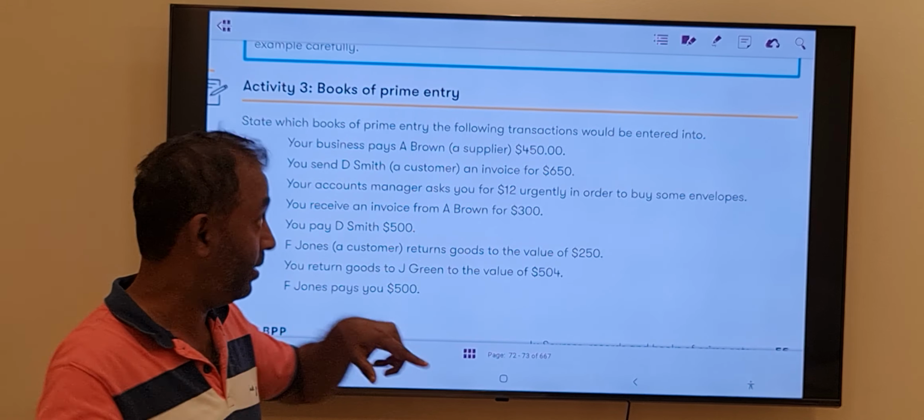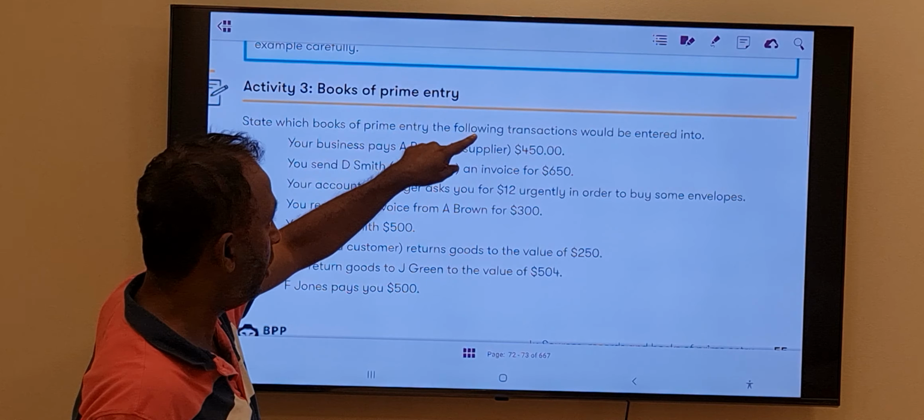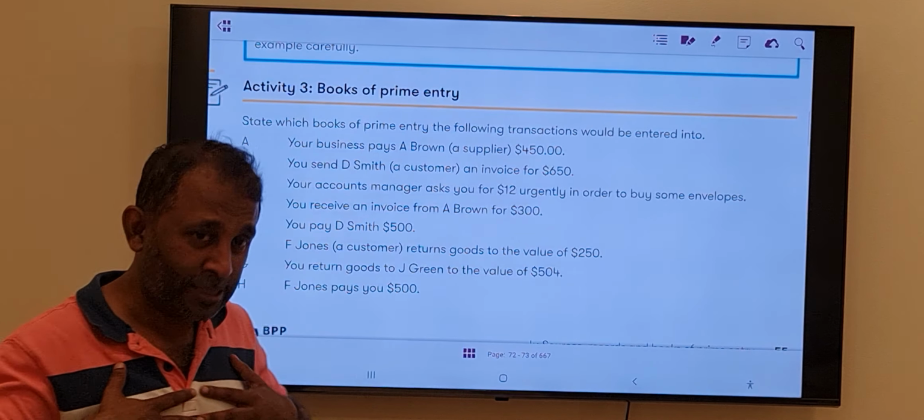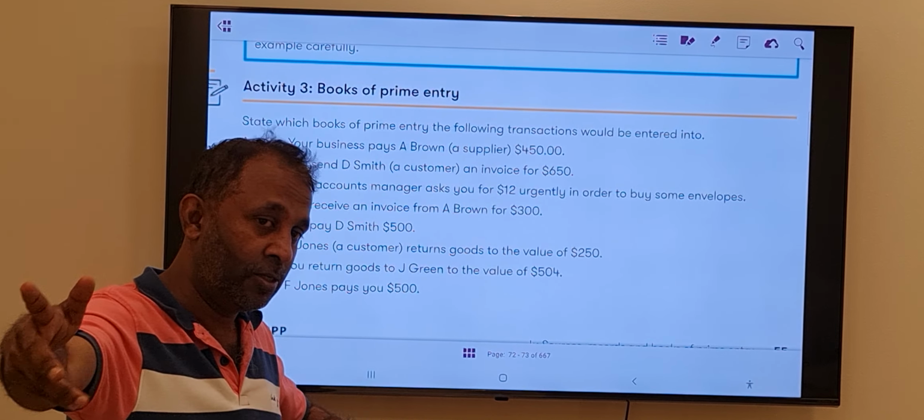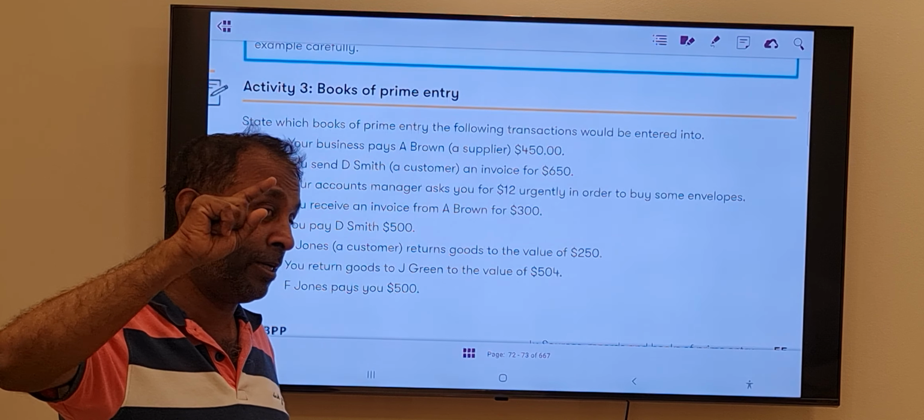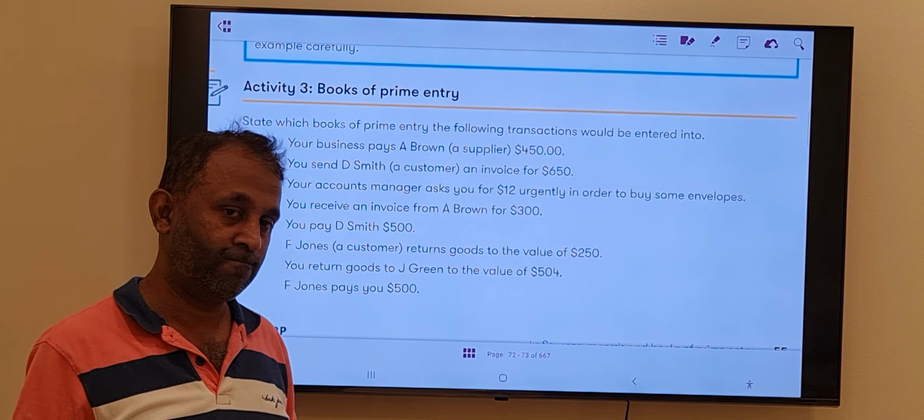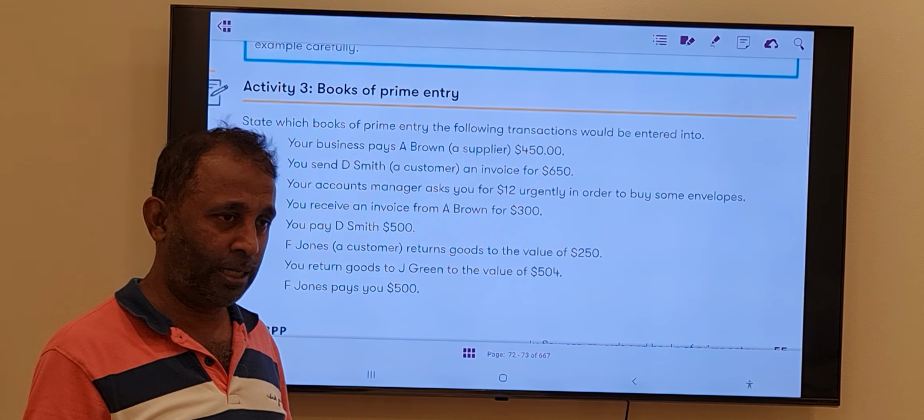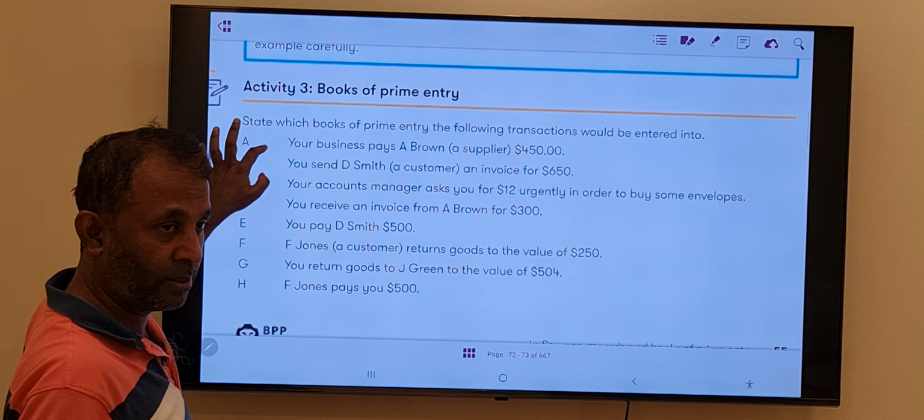You have to guess. Your business pays A. Brown. Your business means my business pays somebody, so that somebody is a supplier. So what is the prime entry book we will use? Cash book. So the first answer is cash book.